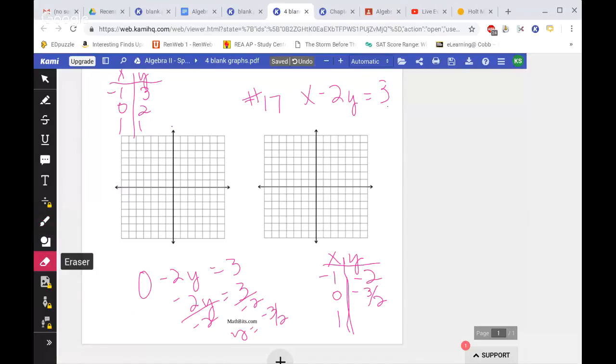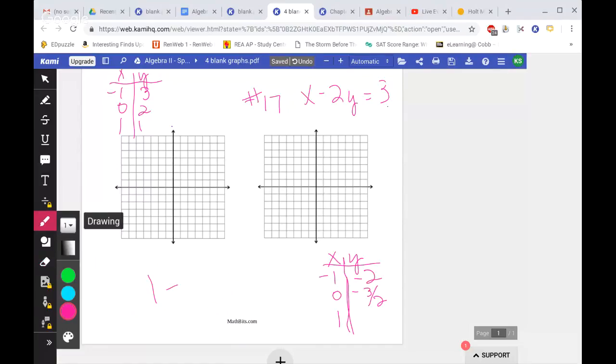And then I'm going to graph 1. I didn't really need to erase everything, but I did. But I have 1 minus 2y equals 3. Subtract 1 from both sides. And I have -2y equals 2. Divide both sides by -2. And y equals -1. So when x is 1, y is -1.